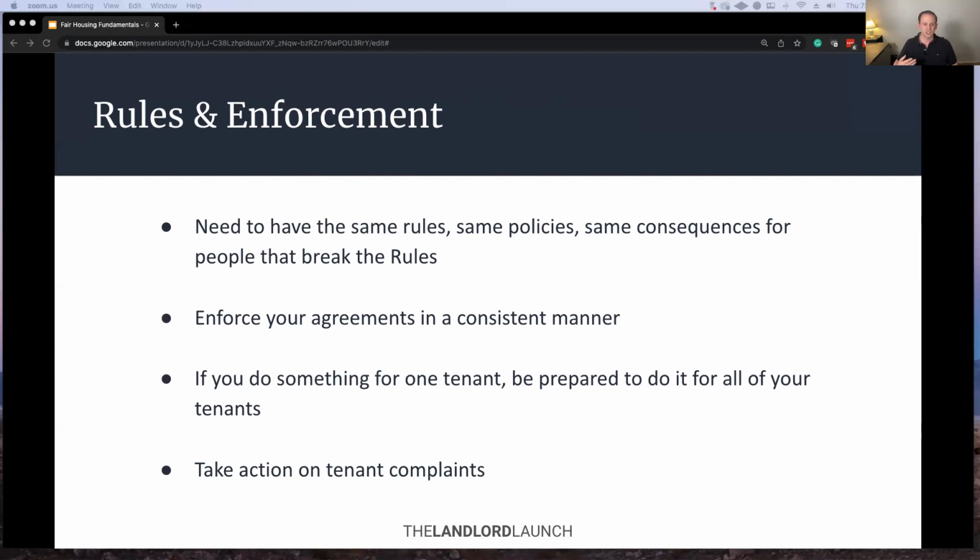Consistency, documentation, notices. Make sure to take action as well, because by doing nothing, that can also indicate that perhaps you're doing nothing because of a protected class. We don't want to do that. We want to be consistent in everything that we do and document it.